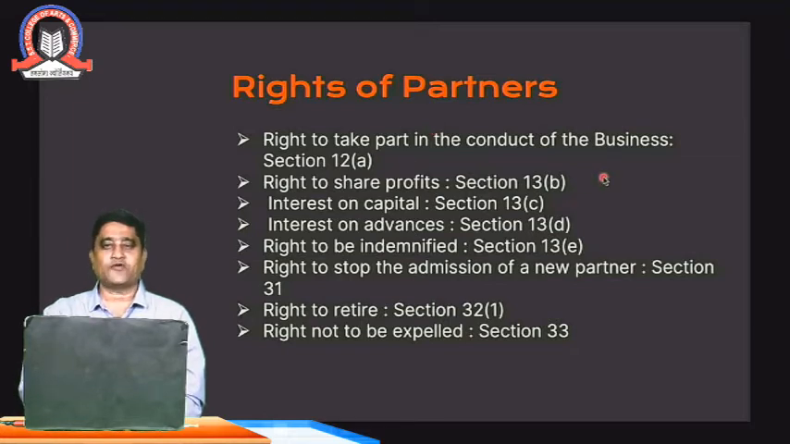Right to share profit, which is mentioned under section 13B. Whatever the partners are earning has to be put down on paper, jotted down and audited. After the audit, and after taking care of all the expenses, there should be a profit sharing ratio. The sharing of the profit has to be done properly by each of the partners and should be audited properly.